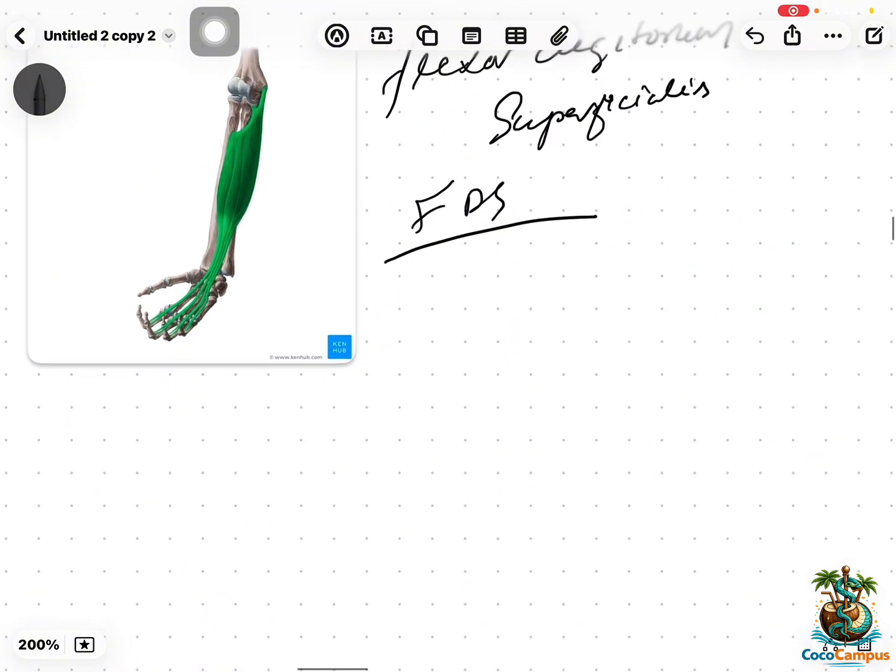He is responsible for the precise flexion of the middle phalanges. Let us look at the origin. It has two heads.